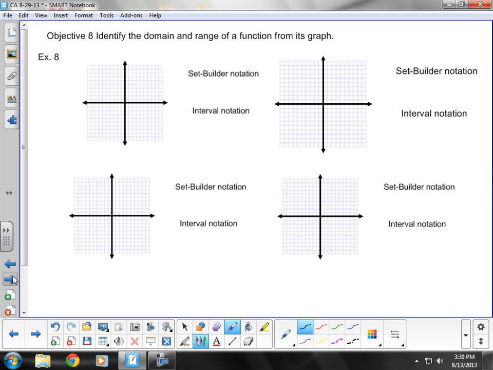All right. Now, objective 8, like I say, not only can I get points off of it, but I can also look at any graph and be able to find the domain and range of the function by looking at its graph. And so I've just got us here some different graphs, and we just need to do some different pictures with that.